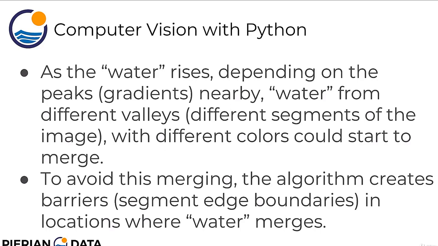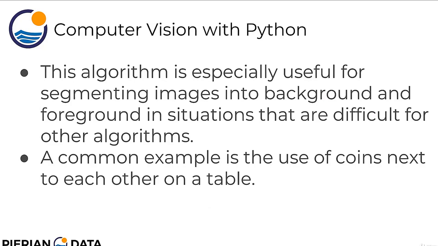So to avoid this merging, what the algorithm does is it creates a barrier. Essentially, it's going to segment edge boundaries in locations where the so-called water merges. Essentially, where pieces of different brightness levels end up merging, it's going to create a boundary.